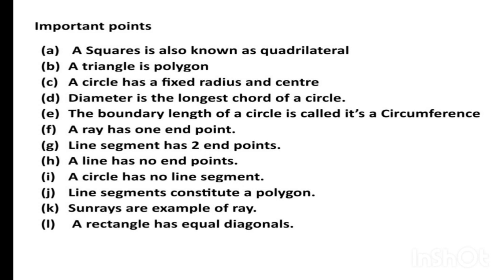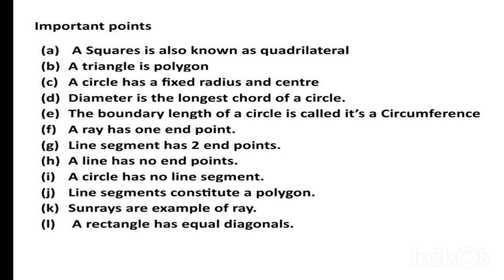As I already told you, a ray has one endpoint, meaning one endpoint is known and the other one is unknown. As I already gave the example, sun rays are an example of a ray and the torch is also an example of a ray. And the next one is, a line segment has two endpoints. A line segment has two endpoints means both points are known, right.